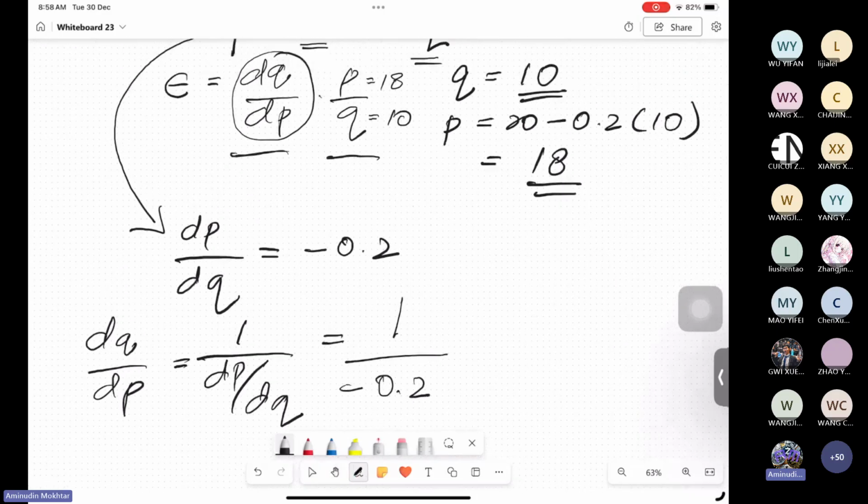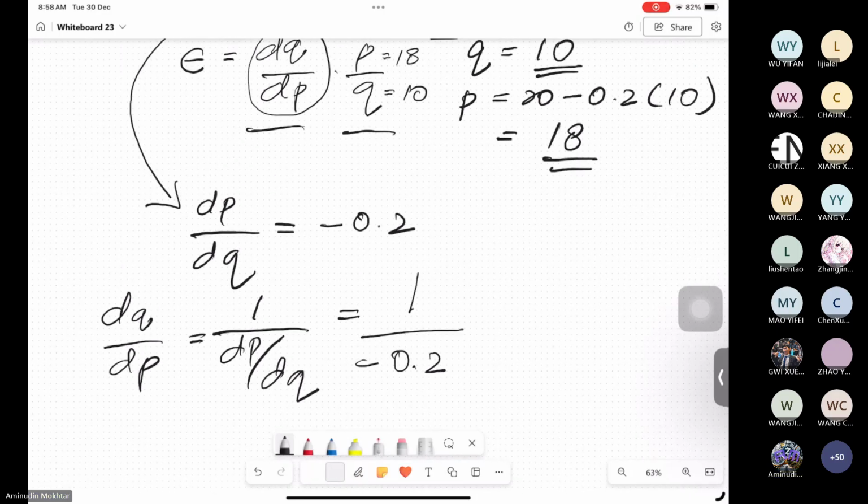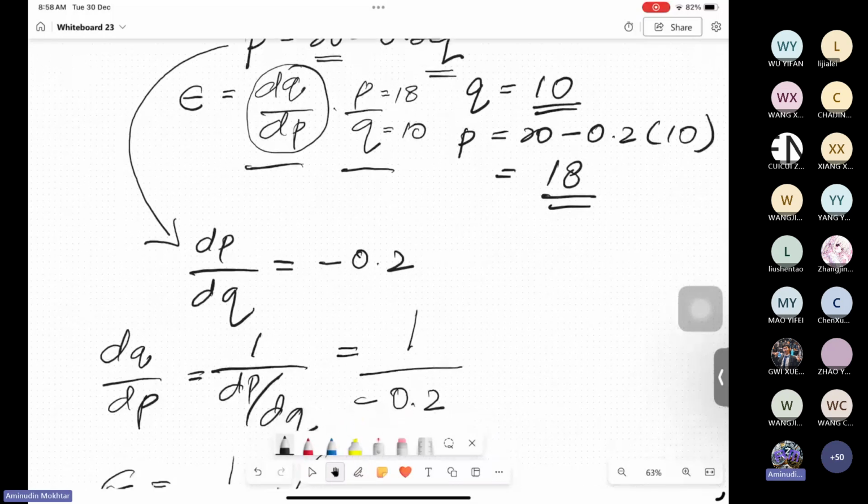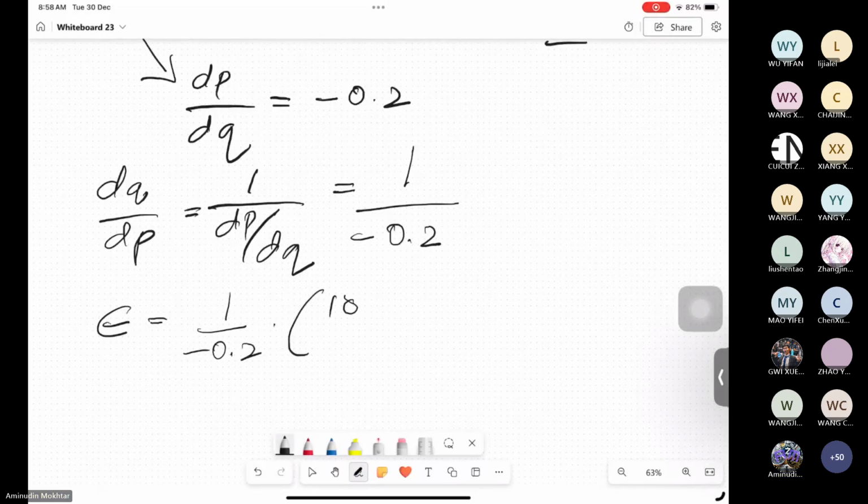Therefore, the elasticity is dQ/dP, 1 over negative 0.2, times P over Q. P is 18, Q is 10. So the answer is 9. It's negative 9, because we have a negative here. Negative 9.